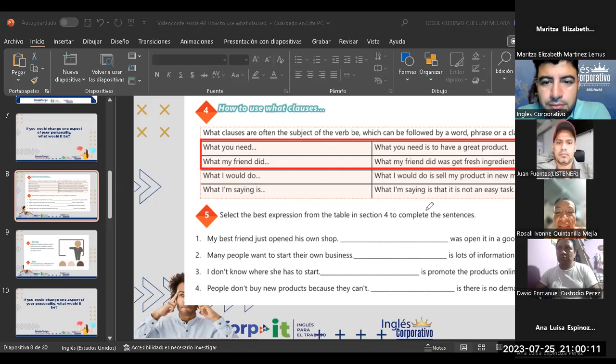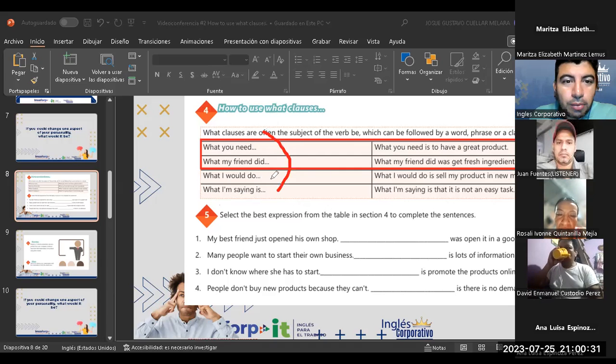What I'm saying is that it is not an easy task. Thank you. Okay. So when you say what you need, lo que tú necesitas, what my friend did, lo que hizo mi amigo, what I would do, lo que yo haría, what I'm saying is, lo que estoy diciendo es. Así que todo esto funciona como un sujeto, digámoslo así.